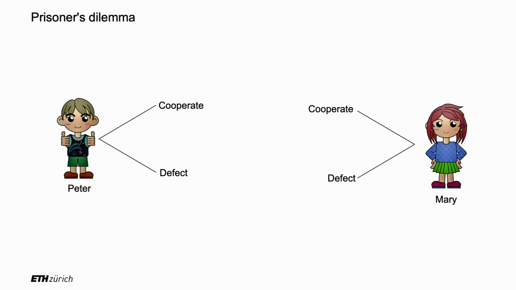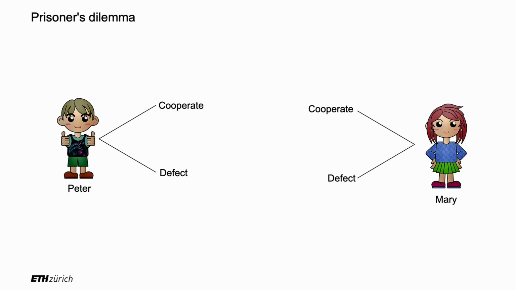So in that talk, I will take Peter and Mary. Sometimes I call them Alice and Bob, but Peter and Mary seem to have been introduced by Jean-Pierre Dupuis at Stanford, who I worked a little bit with, so I kept this habit. In the prisoner's dilemma, these two persons can either cooperate with each other or defect and not cooperate with each other.